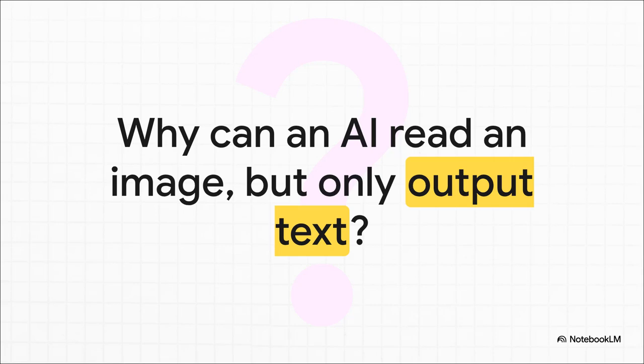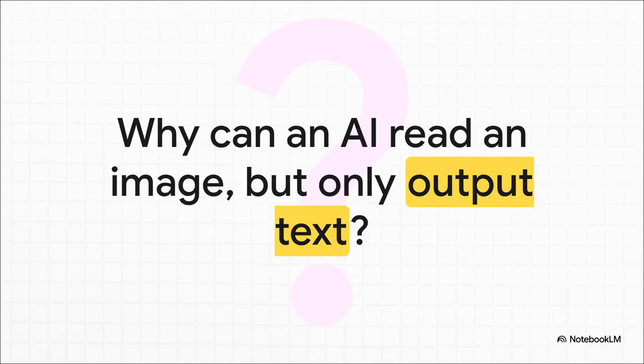So, have you ever stopped to wonder why you can upload a super complex photograph to a modern AI, ask it highly detailed questions, and yet, when it replies, it can only ever give you words back? Why can an AI read an image perfectly but only reply in text? It feels kind of like a one-way street, right?